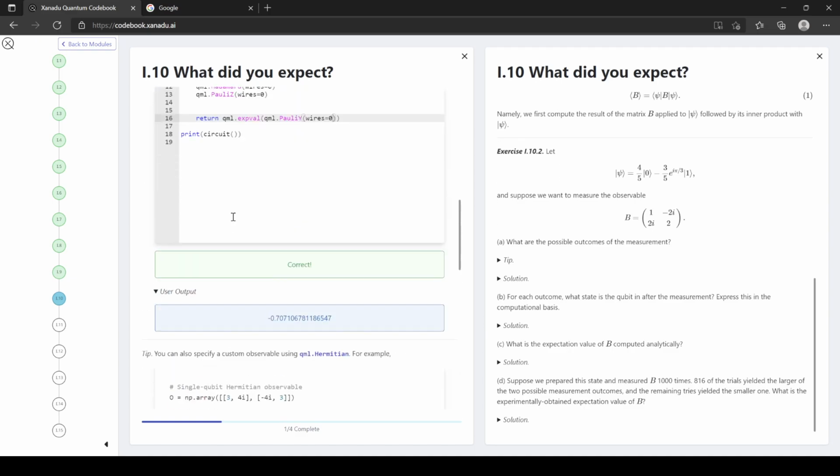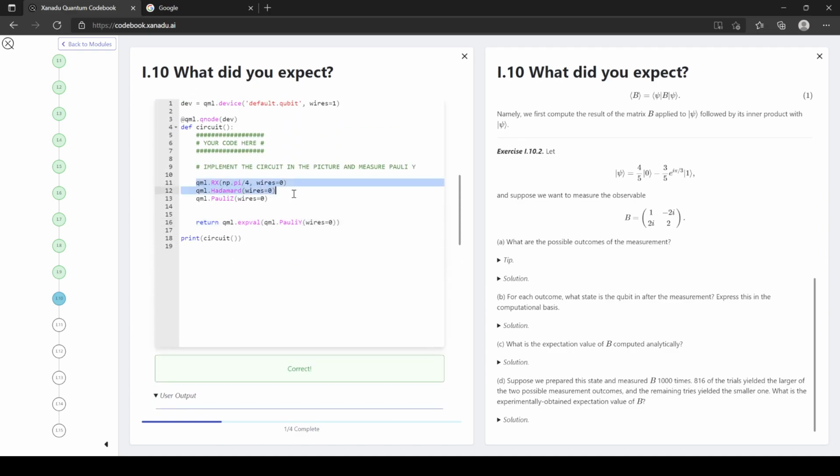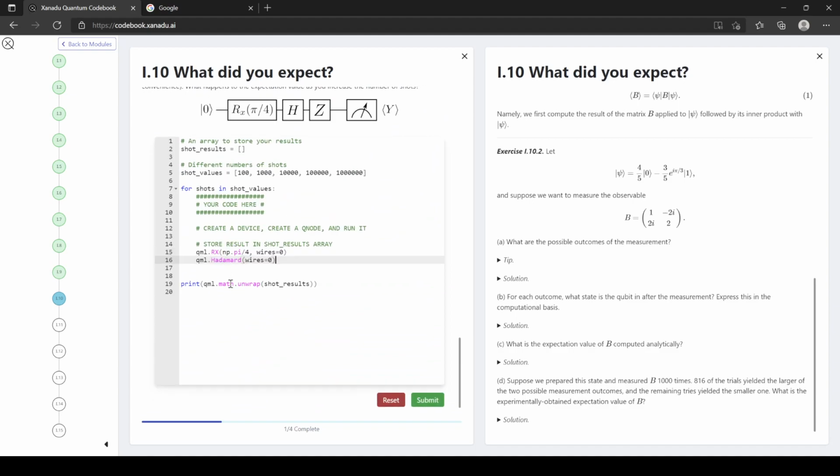So we want to do this. I'm not rewriting this. I'm going to copy it from up here. So we want to do the Rx, Hadamard. I don't know why I didn't also copy the PauliZ, but then we want to do shot results dot append. So we're keeping track of these in an array. qml.expval, the Y gate, PauliY, is equal to 0.